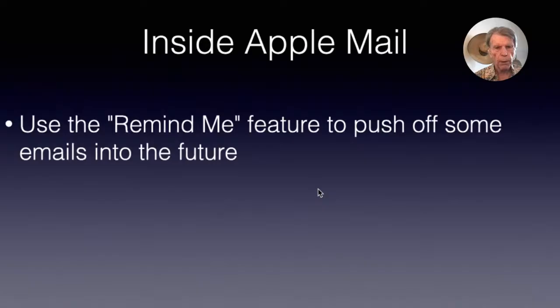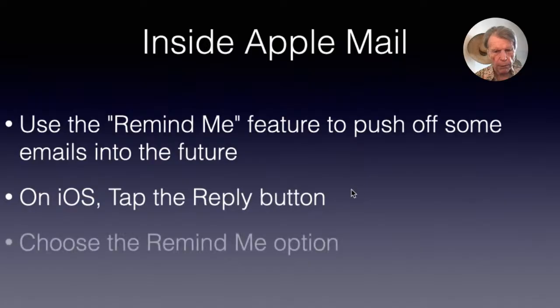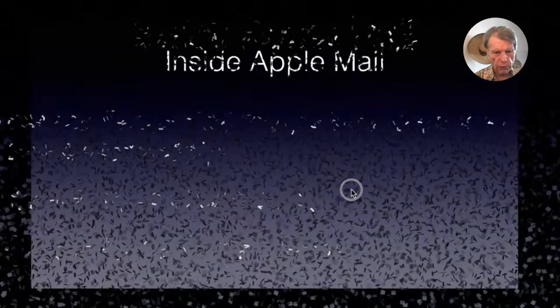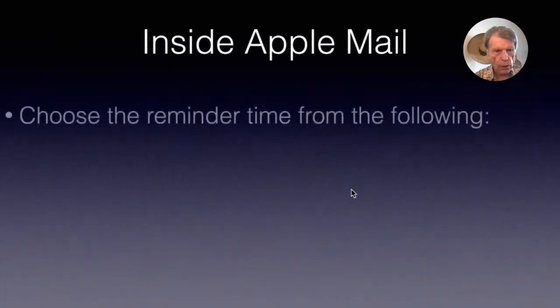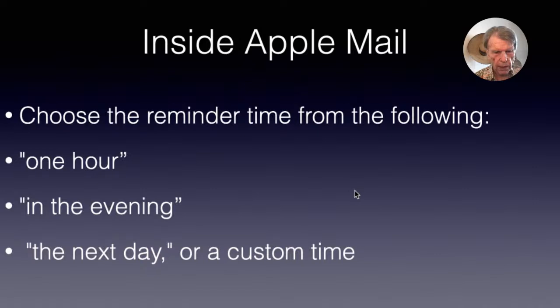Okay, now we have the Remind Me feature, which lets you push off some emails into the future. So on iOS, you would tap the reply button and choose the Remind Me option. And you can choose the reminder time from the following: 1 hour, in the evening, the next day, or you can also do a custom time.